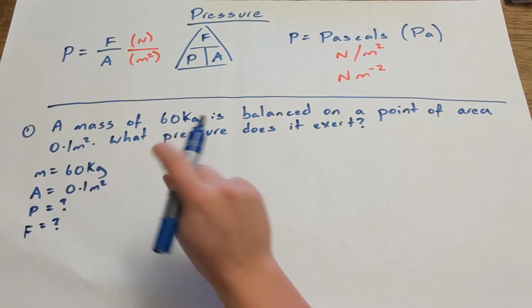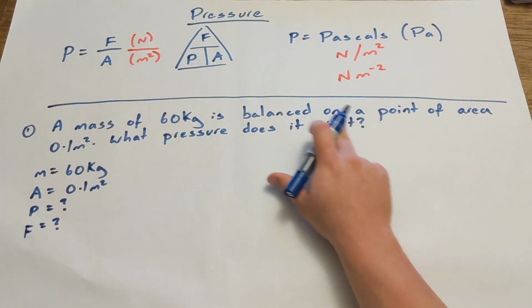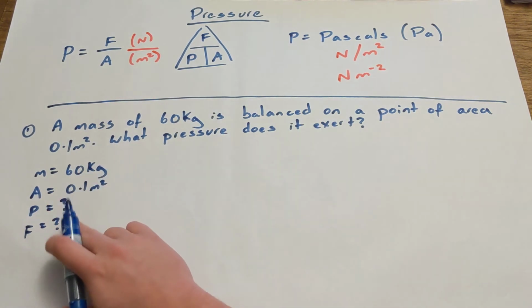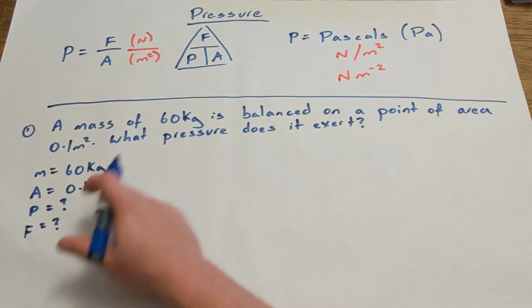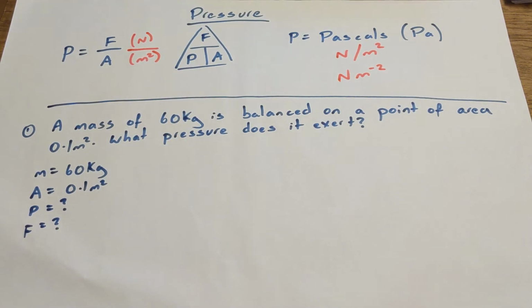Now, it's not written in this question. If the situation is fairly obvious, it assumes you know it. If not, it will say otherwise. But let's assume this is taking place on Earth. How are we going to work out this force? Well, if this mass of 60 kilograms is balanced on its point, where's that force coming from? Well, that force is coming from gravity, isn't it?